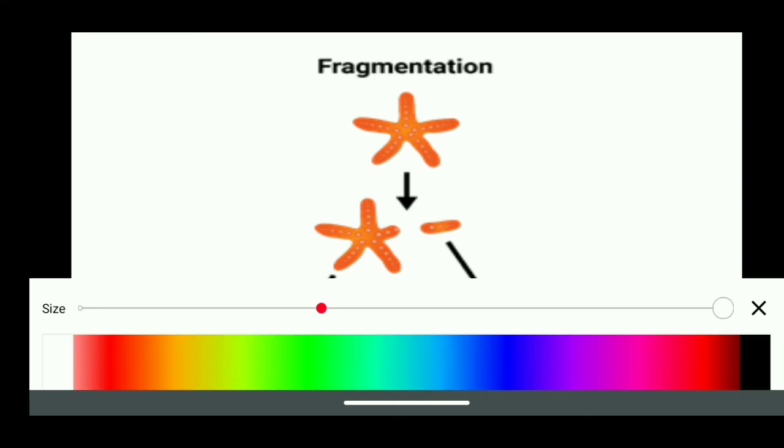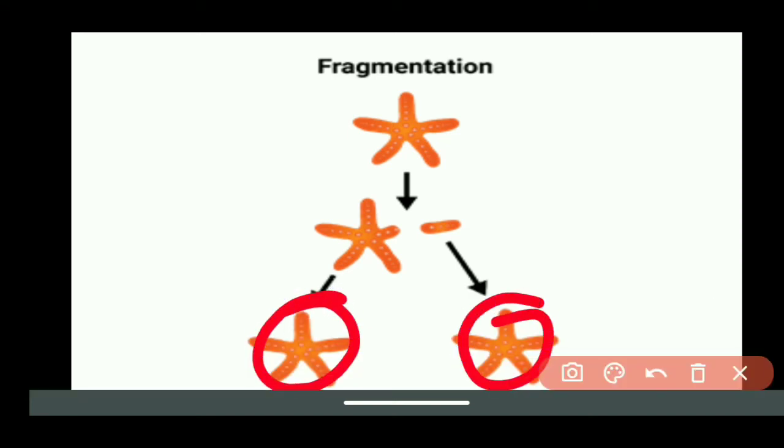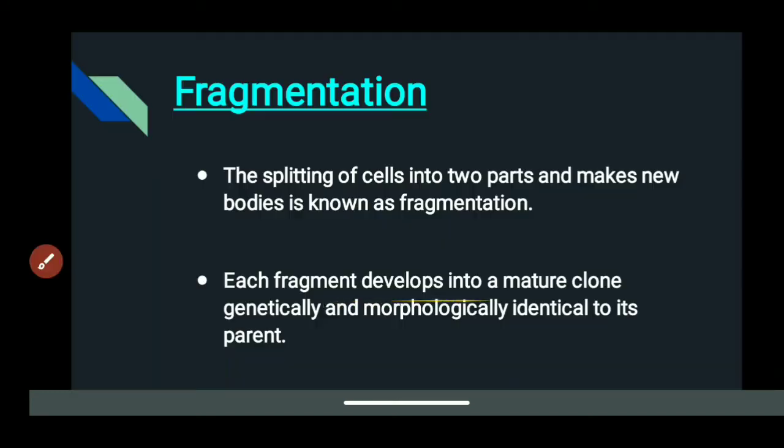Hence, as from the definition, the splitting of cells into two parts, you can observe here the splitting up of two parts. Here we developed two new parts. This is the original one, which detaches a part of its body and develops as a new offspring, and this is the parent body. Okay.